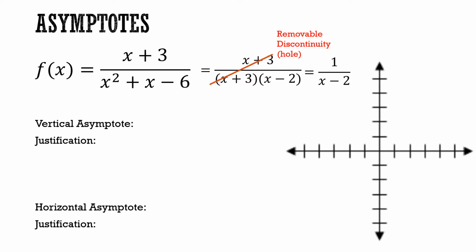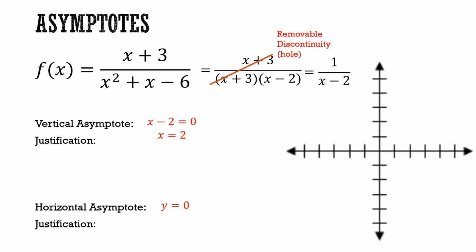Now, to find my vertical asymptote, I'm simply going to take my denominator of x minus 2, set it equal to 0, and solve. So when I solve it, add 2 to both sides, I get x equals 2. For the horizontal asymptote, I'm going to look at my 3 cases or my 3 rules. And if you notice, the degree of the denominator is greater than the degree of the numerator. Therefore, we have a horizontal asymptote at y equals 0.